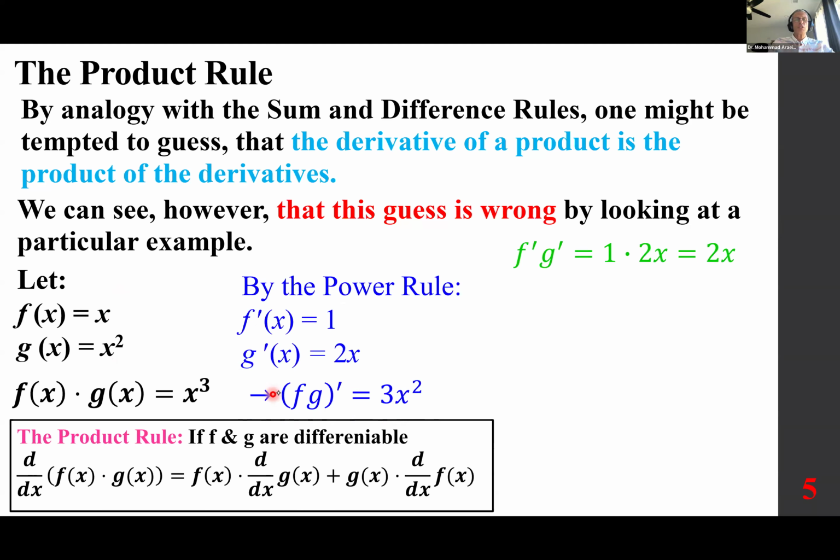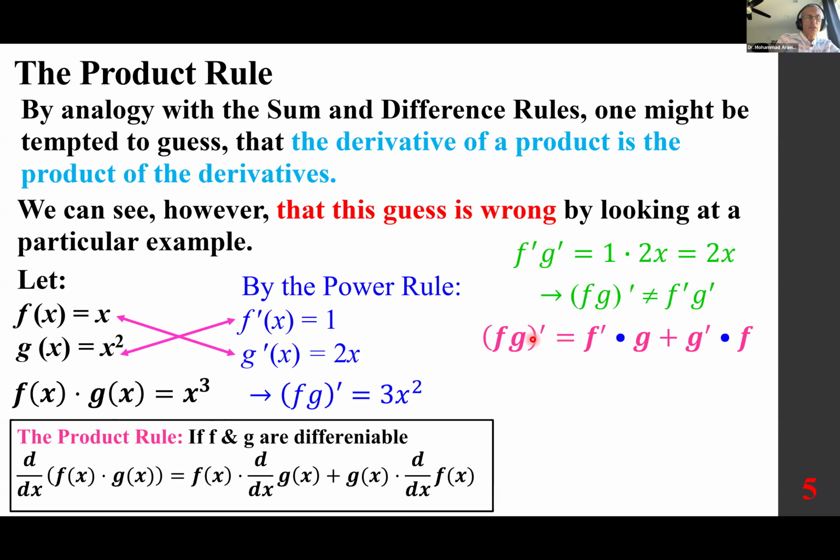Now, if f prime g prime, that means multiply these two, it's 2x, which is not the answer. So (fg)' is not equal to f prime g prime, according to analogy. However, the shorthand notation f prime g plus g prime f: f prime g means 1 times x squared, plus g prime f, that means 2x times x, that adds up to x squared plus 2x squared equals 3x squared, which is the correct answer.